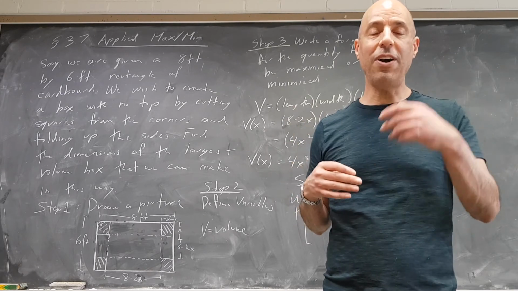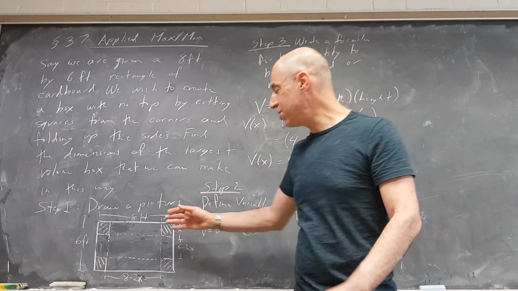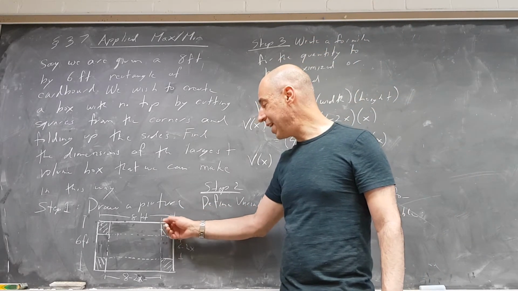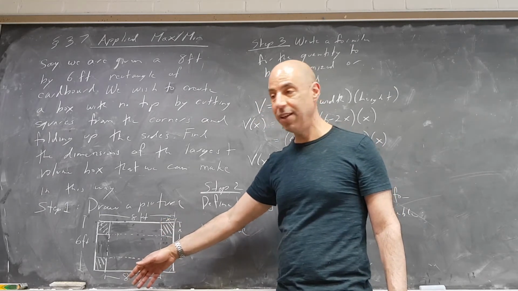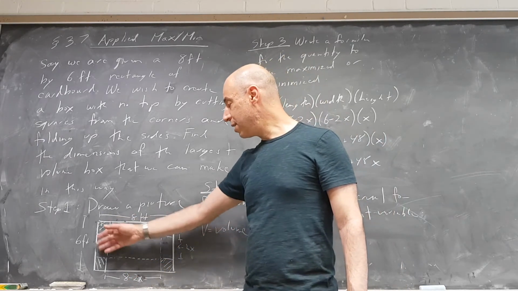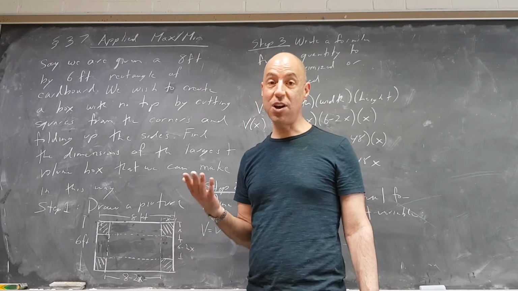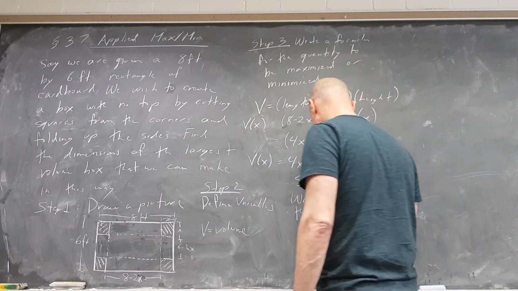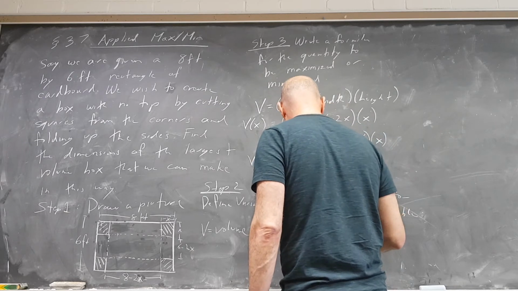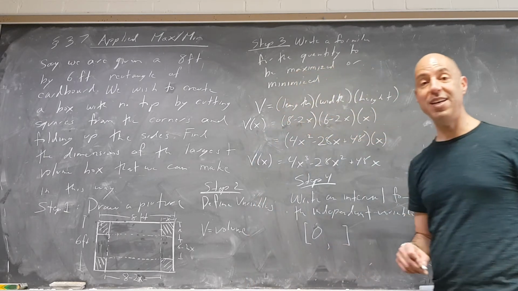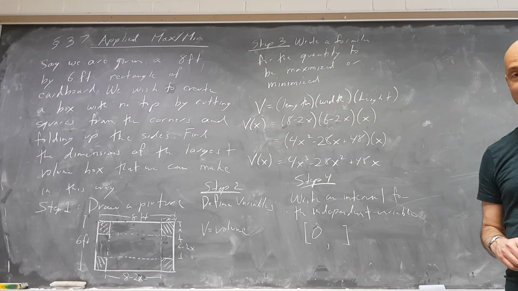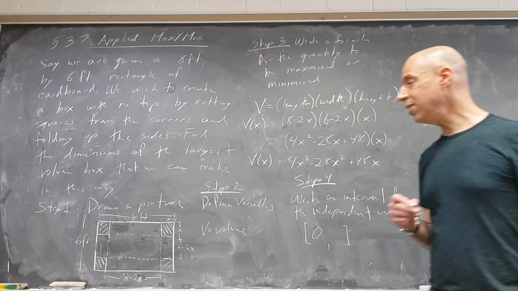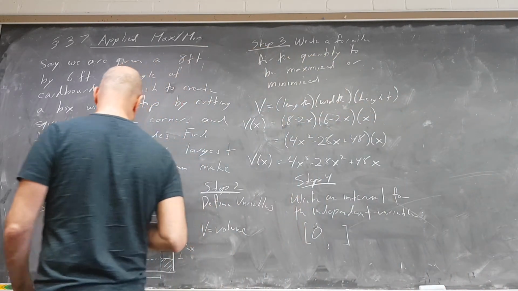And you could even argue that 0 doesn't make any sense. If I cut out 0, I basically cut out no squares at all. And then the whole box is the bottom and it has no height at all. But at least it makes some kind of sense. So 0 is the smallest x value that makes any kind of sense. Now let's see what the biggest x value is that makes any sense.